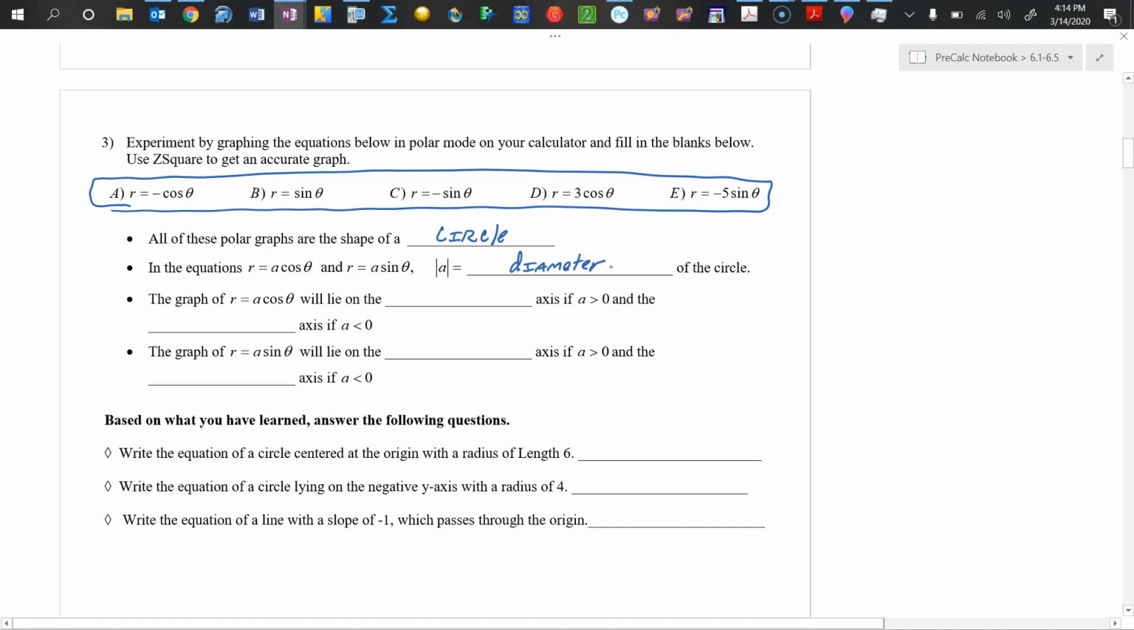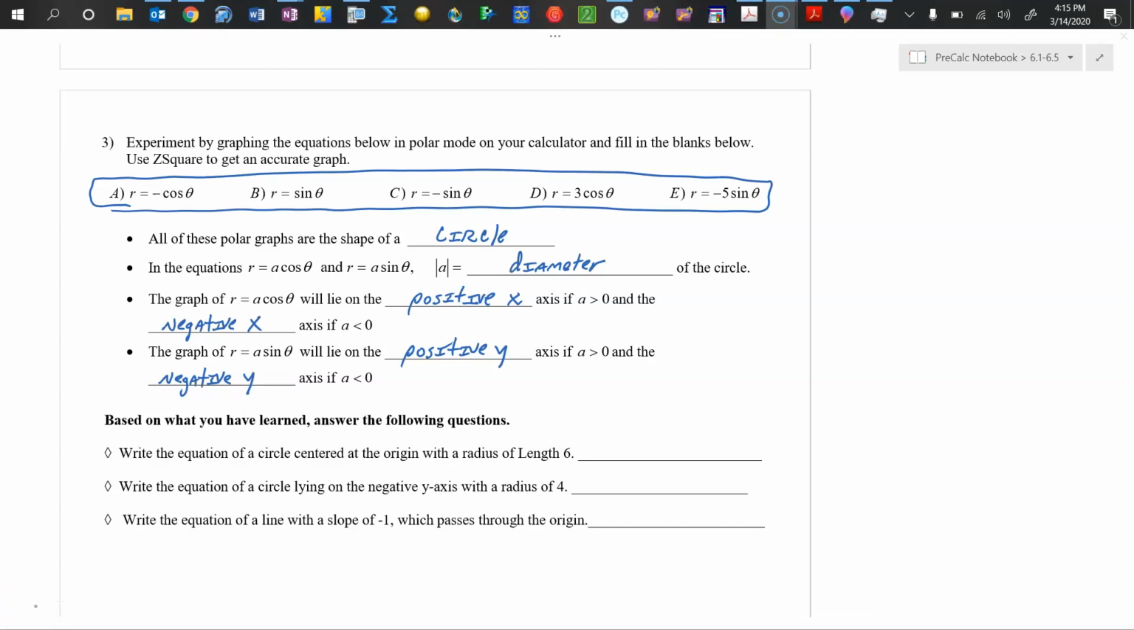The graph of r equal a cosine theta will lie on the positive x-axis if a is greater than 0, and the negative x-axis if a is less than 0. If it is the graph of r equal a sine theta, it will lie on the positive y-axis if a is greater than 0, and the negative y-axis if a is less than 0.